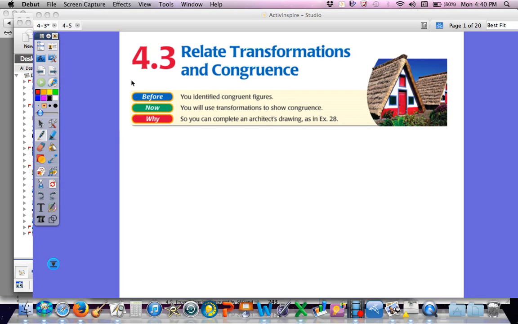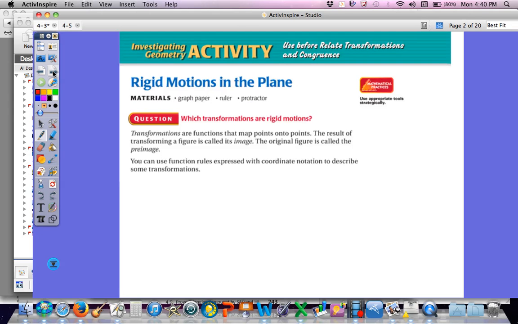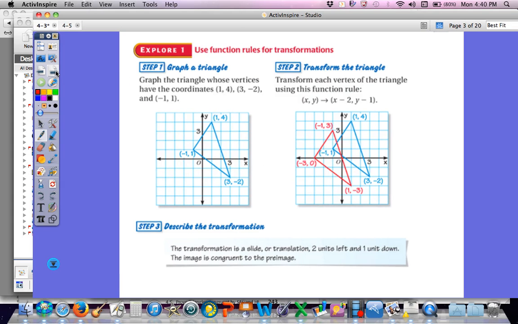On your guide notes, today we're going to use transformations to show congruence. The first few pages are this activity that we started doing in class today. We'll finish tomorrow, so I'm just going to fast forward past those.